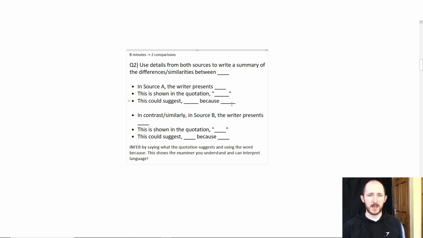So you need to back up what you're saying. If you think it suggests whatever, you need to say, why does it suggest that? Is it the use of certain words? Who knows, right? Then you say, in contrast or similarly, source B presents, and then it would probably be the opposite or the same argument. And this is shown in the quotation, this could suggest. And you want to do this twice, okay? So you're going to have basically 4 paragraphs, right? But it's 2 comparisons. So you're going to have source A says this, does source B agree or disagree? And then again, source A also says this, does source B agree? And that's pretty much it, and you'll get 8 marks for that, okay? But you need to write somewhat quickly, okay?